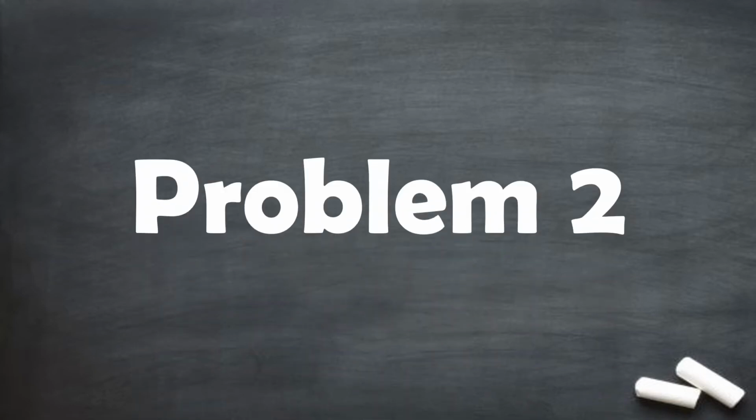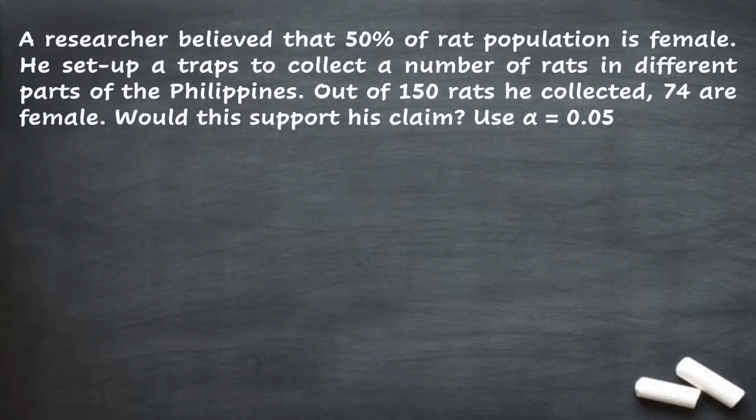Let's have another example, problem number 2. A researcher believed that 50% of rat population is female. He set up traps to collect a number of rats in different parts of the Philippines. Out of 150 rats he collected, 74 are female. Would this support his claim? Use an alpha level equal to 0.05.